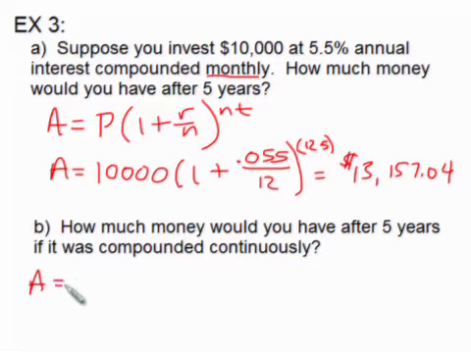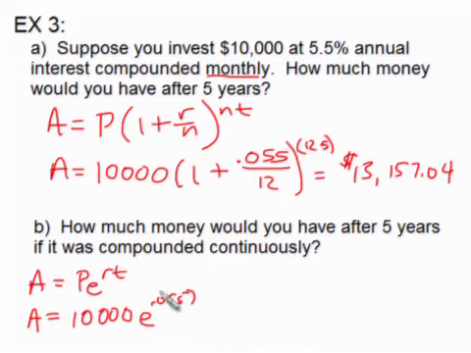Now in the second problem, we're compounding continuously. So now we'll use the formula A equals P e to the RT. P is still 10,000. e is a constant, it's not a variable. R is still 0.055, and T is still 5 years. Typing this in our calculator, you'll see that we'll have just slightly more than if we compounded monthly. So we have $13,165.31.